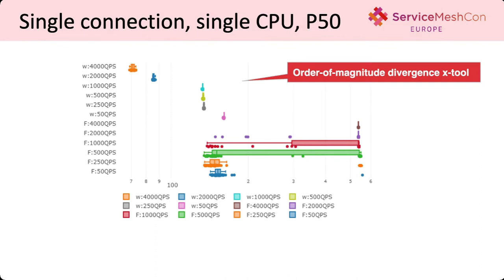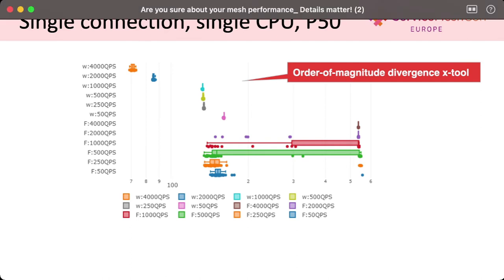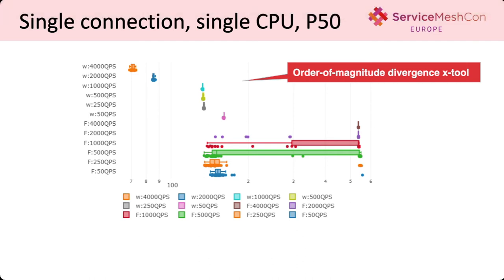So let's dig into two load generators for a bit. Let me try to explain this plot. On the vertical axis, bottom to top, we have FortIO and WRK ramping up from 50 to 4000 QPS. This execution used a single connection and was assigned a single CPU. We plot a series of P50 latency measurements on the horizontal axis to get a sense of the numbers and the spread. What stood out here is that WRK generally reports an order of magnitude lower latencies compared to FortIO, and that its stability across test executions was much tighter.